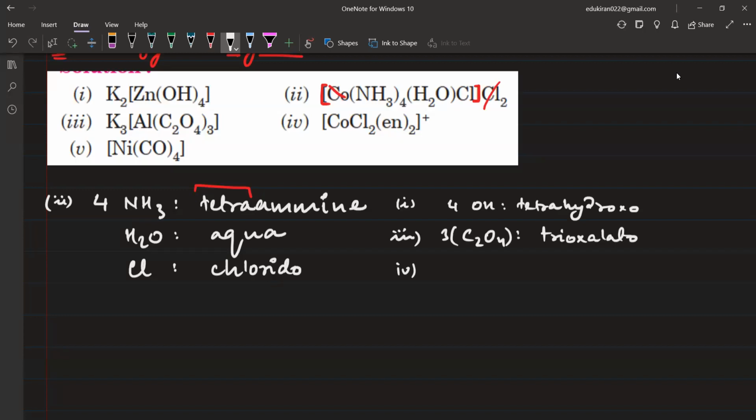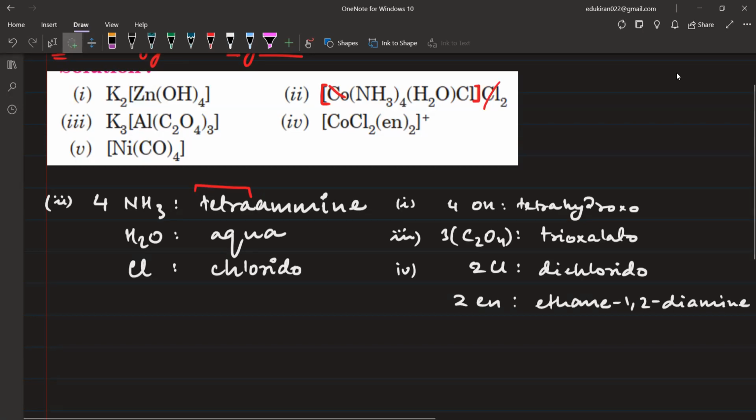Fourth one, we have 2 ligands. We have 2 chlorine, so it will be dichlorido. And then we have 2 En. So when En is what? En is ethane 1,2-diamine.